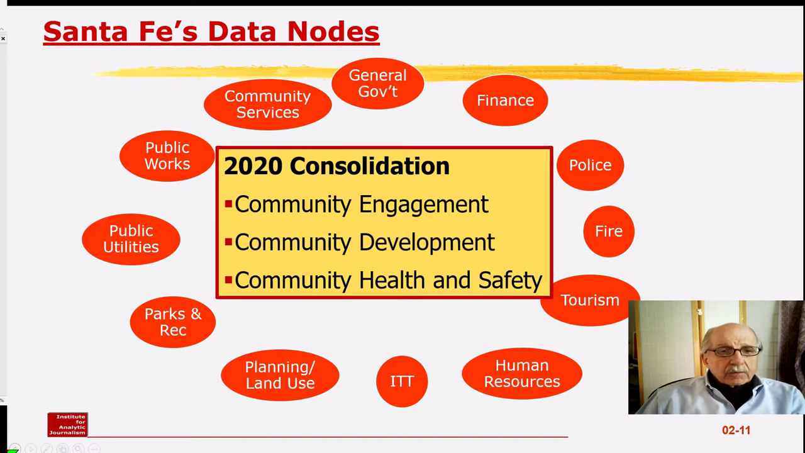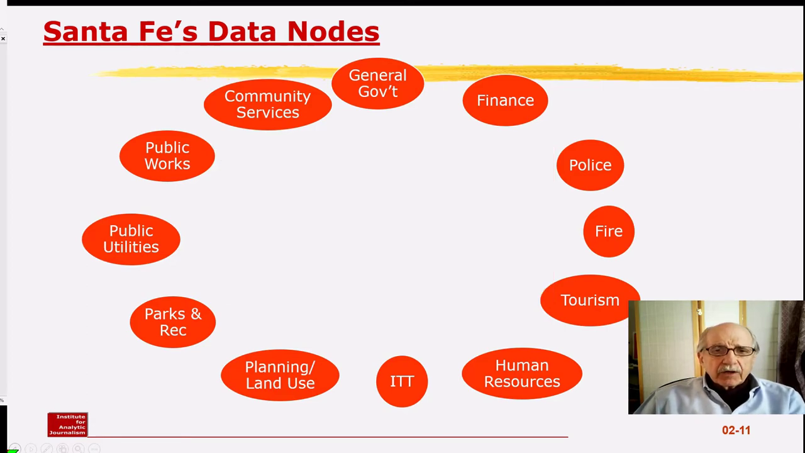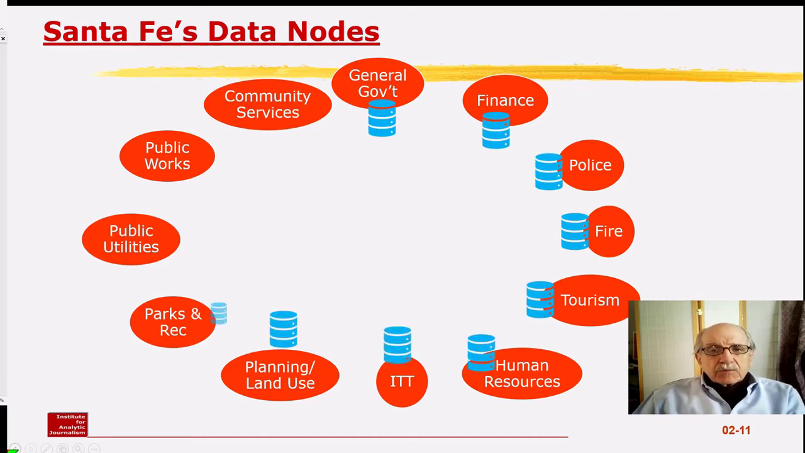community engagement, community development, and community health and safety, each with its own director. That's perhaps fine for management purposes, but it doesn't seem to change the reality of the data environment. Each of these departments seems to have hardware and software unique to its needs. I don't know what are the city's current plans for managing data.